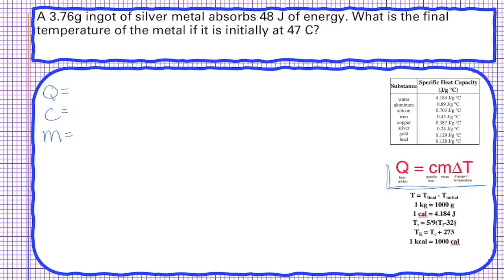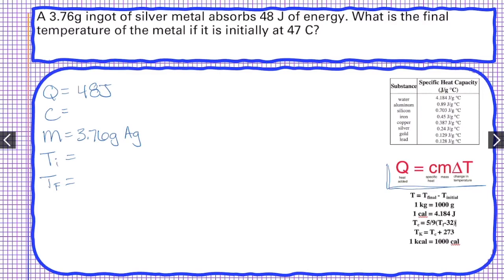And because I'm calculating my final temperature, what I need to do is list out my temperature initial and temperature final, because it's giving me my initial temperature and it's asking me to find my final temperature. So let's go ahead and read through this problem and plug in our information. So I've got 3.76 grams of silver. So my mass is going to be 3.76 grams of silver. And my heat, so 48 joules, was absorbed by that silver.